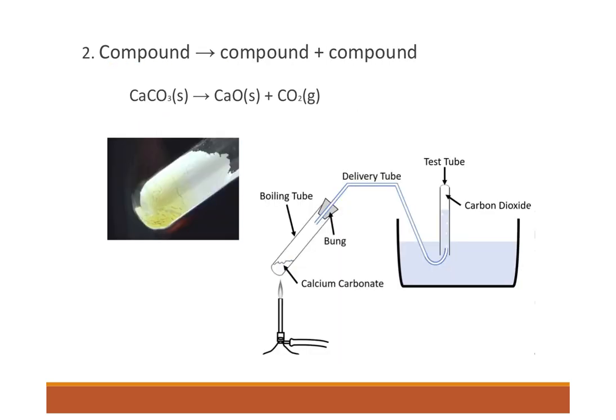Decomposition reactions, as I said, can also take a more complex compound and break it down into simpler compounds. So the example here is calcium carbonate, which is a white powder, a solid, that can be broken down again with the application of heat into calcium oxide, which is also white, and carbon dioxide gas. The experimental setup that would do this is shown over here in this illustration, where you apply heat to calcium carbonate. And then if you have a glass tube, you can collect the carbon dioxide in a test tube and test for its presence in various ways.